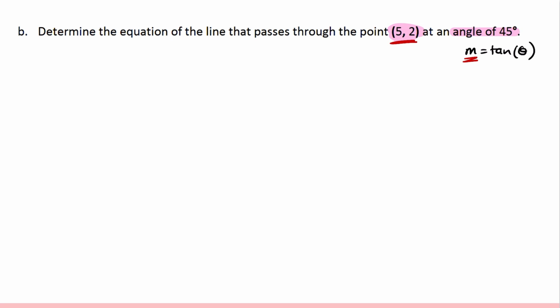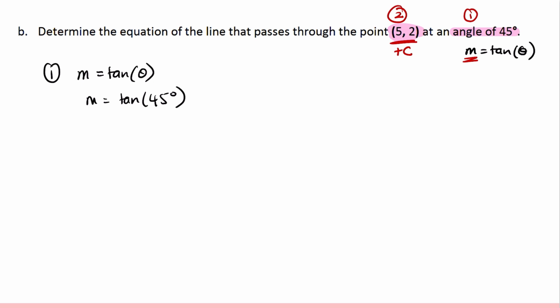And this point, whenever I have an extra point, helps me find any other unknowns. So in an equation, I have both m and c, and that's the purpose of both of them. So I'm going to start off by finding the gradient, and then I'm going to substitute this point in to be able to find c. So starting off, we know that m equals tan theta. In this case, theta is 45 degrees, and tan of 45 is actually equal to 1. So my gradient in this case is just 1.